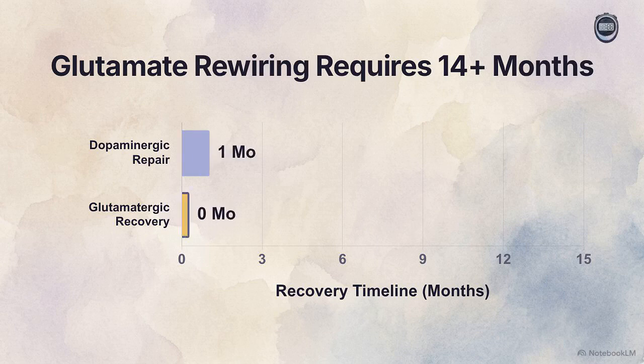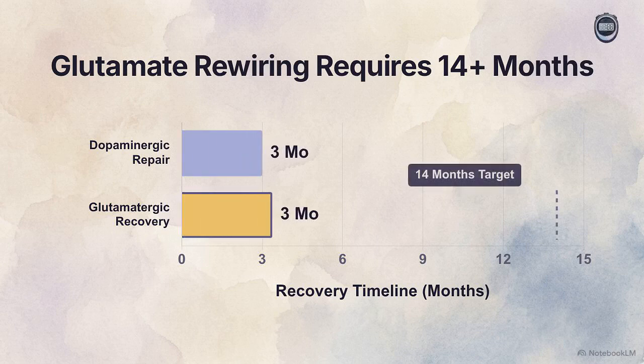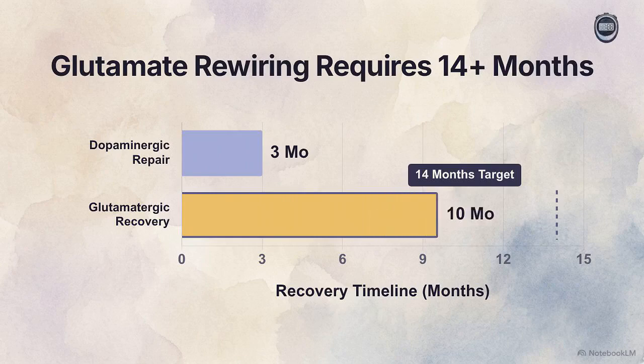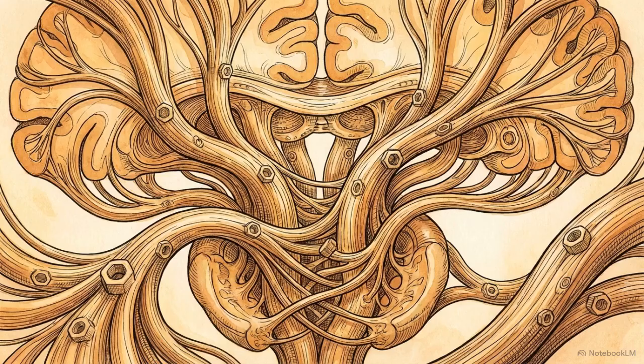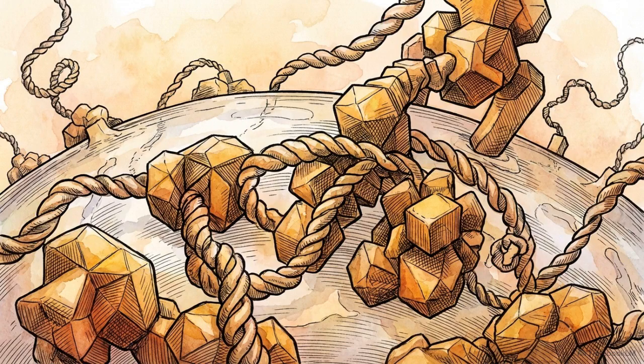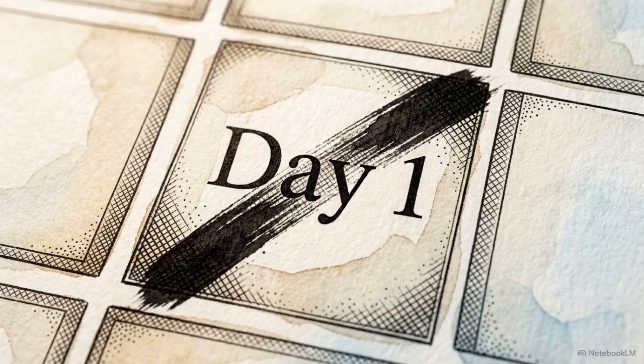This glutamatergic recovery requires over a year to complete, a much longer timeline than the dopaminergic repair cycle. Behavioral regulation depends on this asynchronous secondary rewiring. Recovery is biologically bound to a timeline of months and not just days.